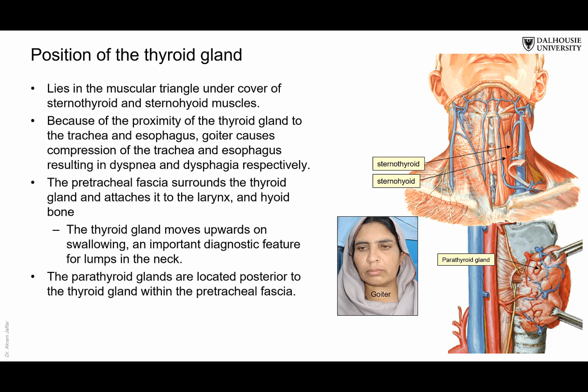The enlargement of the thyroid gland is called goitre, and because the thyroid gland is enclosed in the pretracheal fascia, when you see a lump in the neck, you will immediately ask the patient to swallow and look at the lump moving up and down, which signifies that this lump originates in the thyroid gland, more likely that it arises from the thyroid gland.